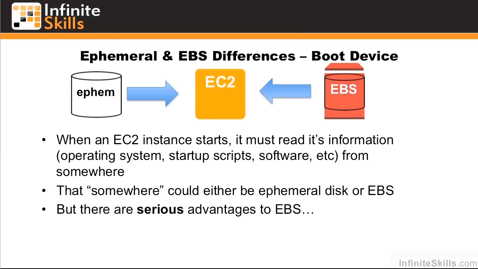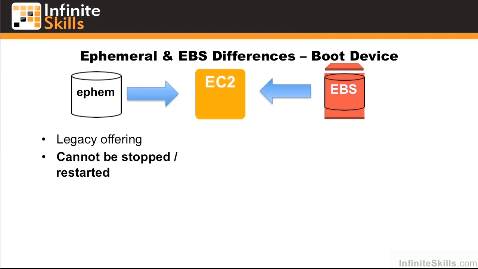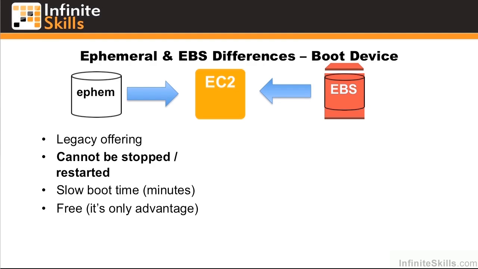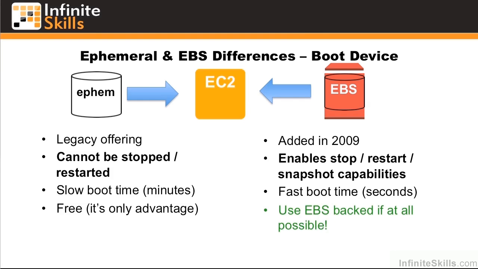But there are very serious advantages to using EBS for the boot drive. Let's look at some of these. Ephemeral is a legacy offering. It cannot be stopped or restarted. Its lifetime is tied to the instance itself. It has a very slow boot time, which is typically measured in minutes, and it's free, which is its only advantage. EBS, on the other hand, was added in 2009. It enables stop, restart, and snapshot capabilities. It has a very fast boot time, which is typically measured in seconds or dozens of seconds. The thing to note here is that if at all possible, you probably want EBS backed. If you're thinking of using Instant Store, you need to have a very good reason.